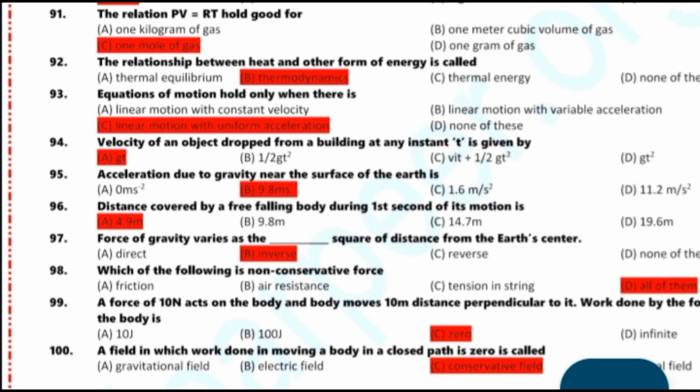Which of the following is a non-conservative force? All of them. A force of 10 Newton acts on a body and the body moves 10 meters perpendicular to it. Work done by the force on the body is 0. A field in which work done in moving a body in a closed path is 0 is called a conservative field.